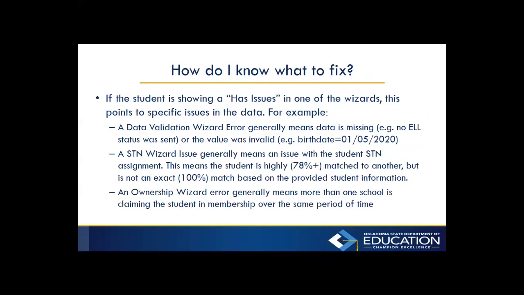Okay. Also, I want to mention that the ownership wizard error generally means more than one school is claiming the student in membership over the same time period. And so we'd want to make sure that all the kids that are showing up in your demographic overlay are your students and are in membership in your school.